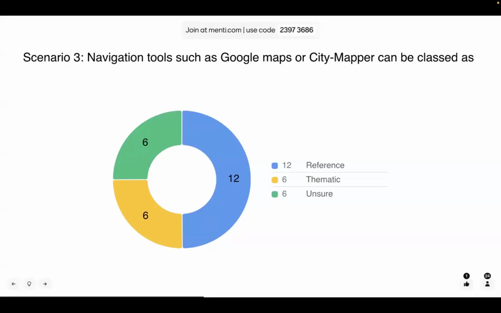We'll just wait for a couple more votes to come through. Maybe I'll give this 15 seconds or so, and then we can have a little discussion about where navigation tools fit in the concept of reference and thematic maps.